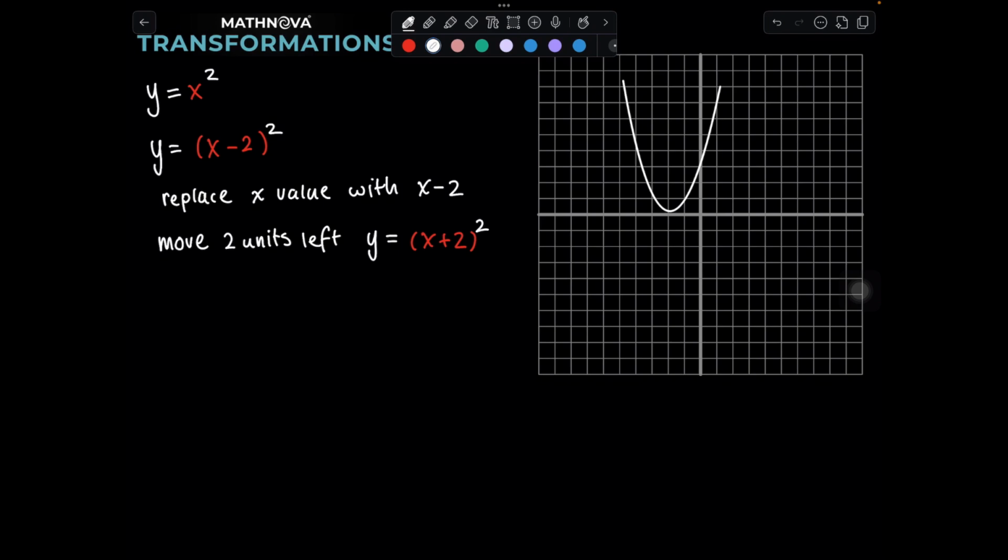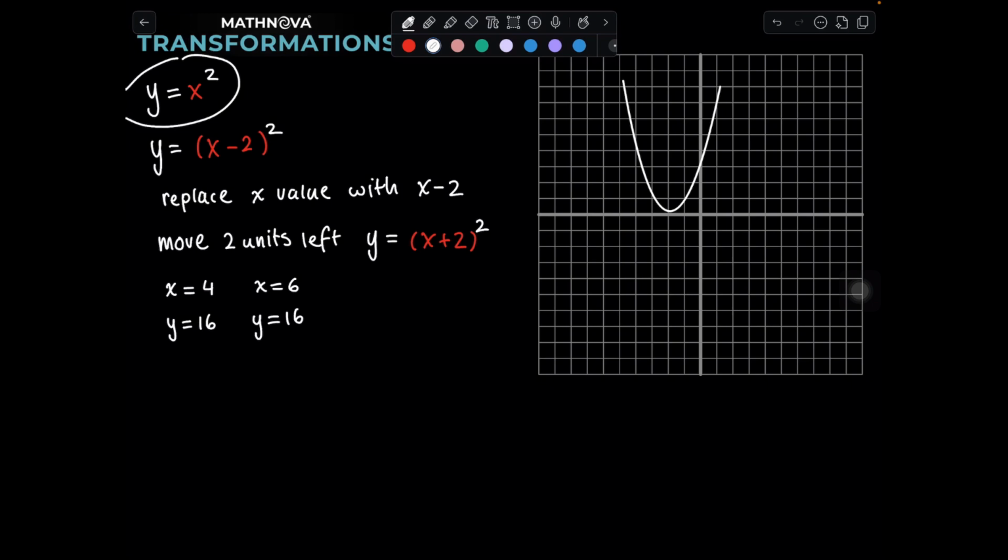So a lot of students may say, well, if I'm moving this 2 units to the right, why would it be x minus 2 in there? Shouldn't it be x plus 2? Well, I'll explain it to you like this. If we wanted to find the y value when x equals 4 in our original graph, we would get y equals 16. Now, in our graph where we moved it 2 units to the right, in order to get y equals 16 again, you need to put in x equals 6. That gives you y equals 16.